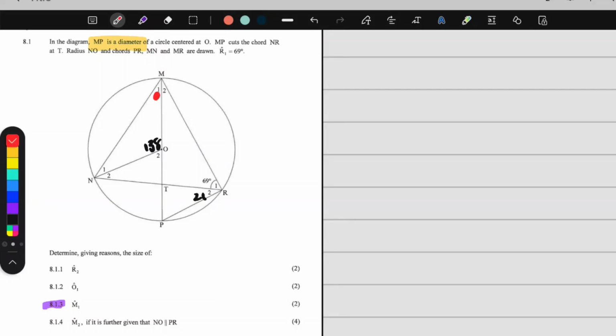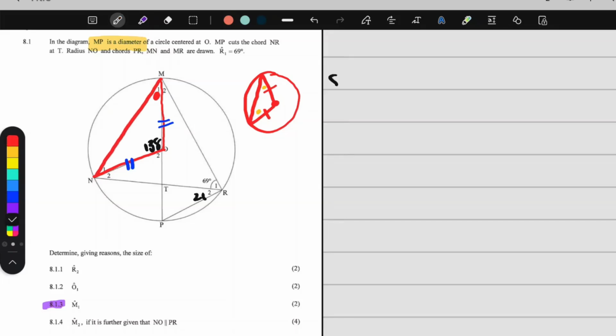I am going to use the fact that M1 is in an isosceles triangle. If you have a radius like that, and this, they are equal in length. That means you have a little isosceles triangle, which means the base angles are the same. So let's look, where's the radius? OM is a radius and ON is a radius. They are equal in length. There I have a little isosceles triangle. That means the base angles are the same.